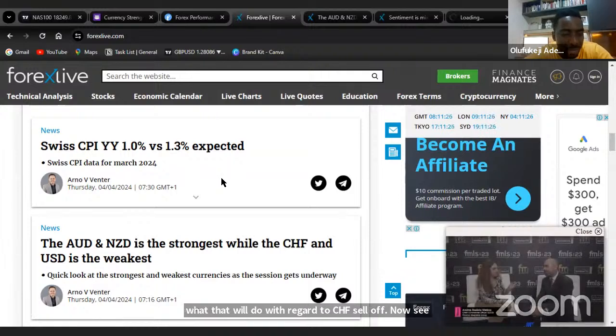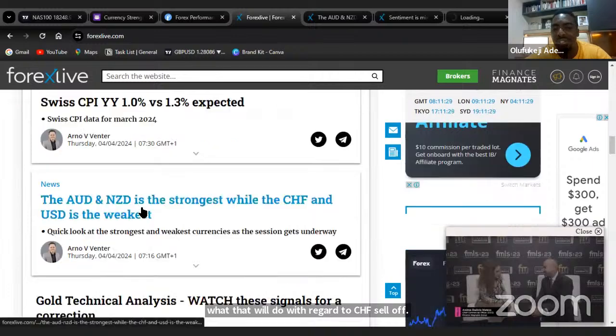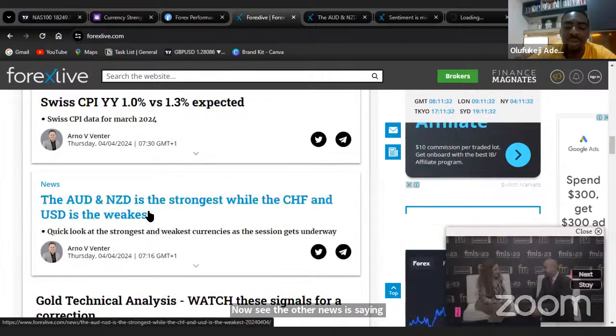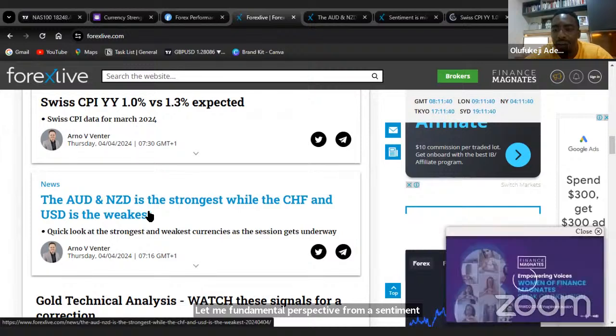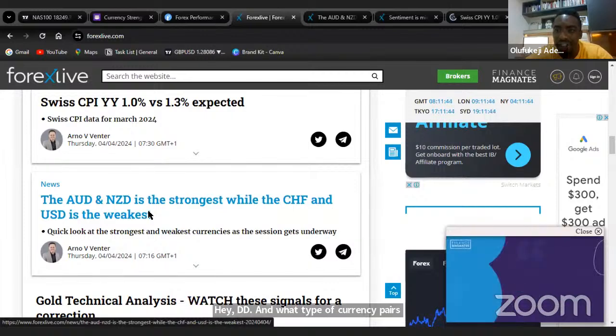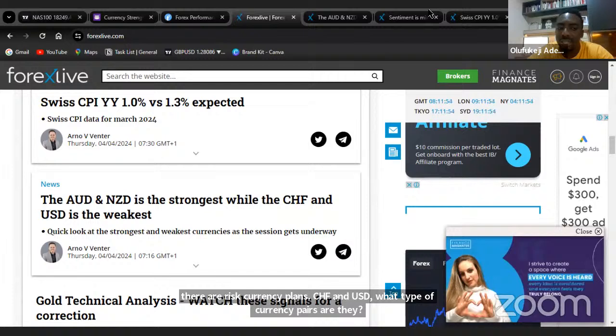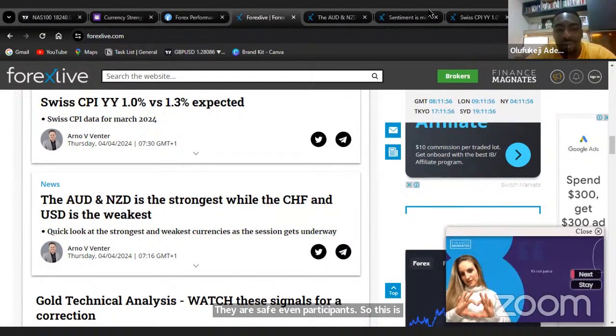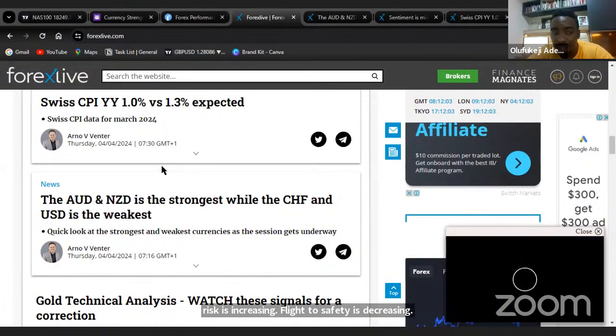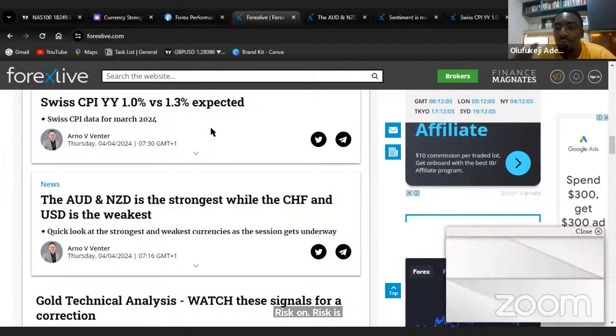Now see the other news is saying AUD and NZD is the strongest, while CHF and USD is the weakest. From a fundamental perspective, from a sentiment perspective, what is this telling us, please? AUD and NZD, they are what type of currency pairs? They are risk currency pairs. CHF and USD, what type of currency pairs are they? They are safe haven currency pairs. So this is telling me risk is increasing, flight to safety is decreasing. Risk is on. From that headline alone, risk is on today.